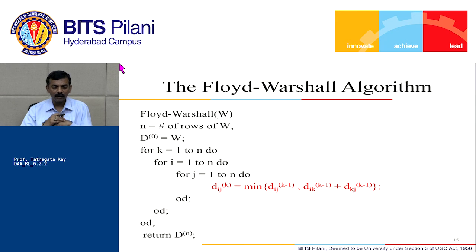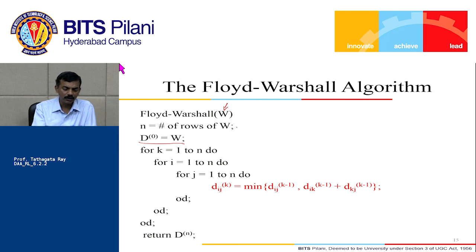So what is the Floyd-Warshall algorithm? First of all, you have W. W is your weight matrix. So n is the number of rows of the weight matrix, which is nothing but how many vertices you have. And you initialize your D matrix. This is the output finally you want to get. You start with k is equal to 0 and you initialize it to W. And then you say that now I will compute this value of k. So k will go from 1 to n.